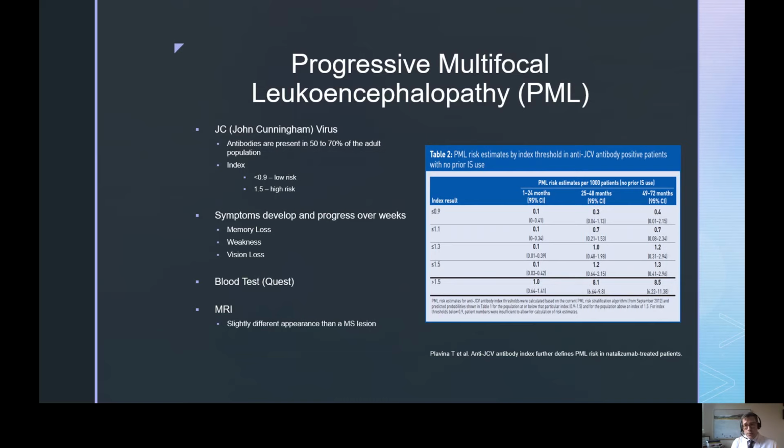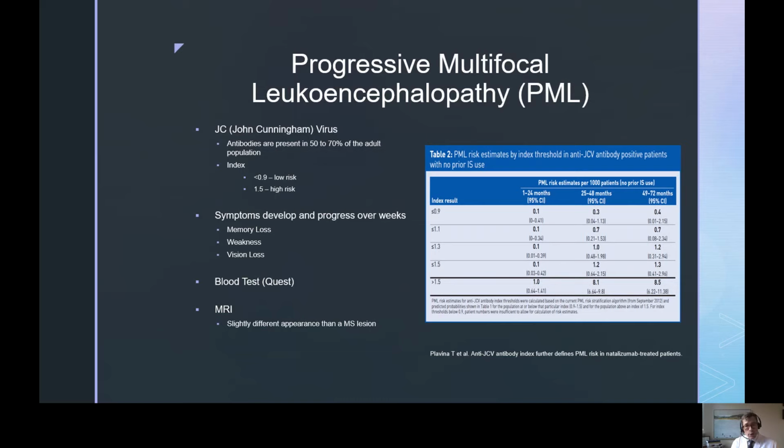As you can see in this table, the estimated risk if you are JC virus positive and have an index above 1.5 is roughly 1 per 1,000 within the first 2 years of treatment. But then that increases to about 8 per 1,000 after 2 years of treatment. We spend a great deal of time talking about PML because it is also associated with other medications, although Tysabri carries the highest risk. However, PML is very uncommon. In our MS center, we've actually only had one case of PML, which occurred over 10 years ago. However, again, it may occur with this medication despite close monitoring.